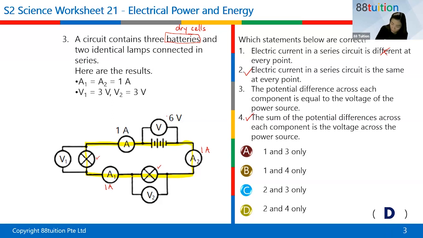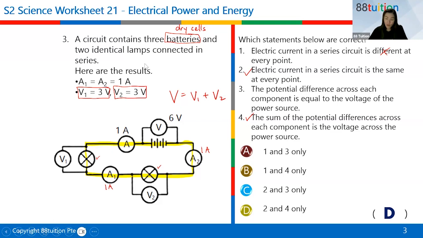V over here, okay, this V over here is actually V1 plus V2. And you can see they tell you that V2 is 3 volts, right? And then V1 is also 3 volts. They add up together to give 6 volts. Can you see that? Okay.